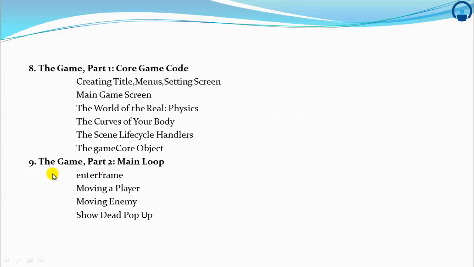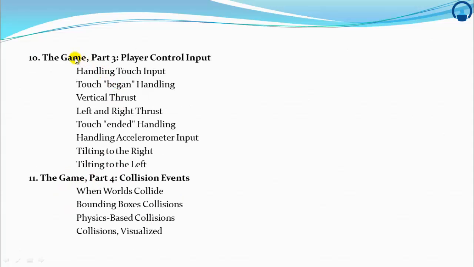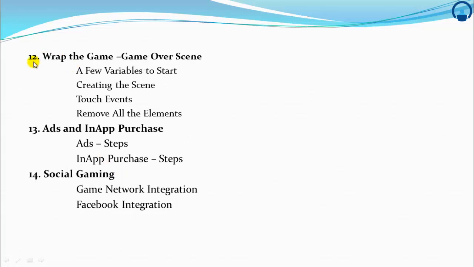And in the ninth chapter we will see the actual gameplay of the game. In the 10th chapter we will see about the player movement and the enemies movement, how they should be handled. In the 11th chapter we will see how player and enemy get collided and all. In the 12th chapter we will actually wrap up our game, so you will be creating your first game in Corona SDK. In the 13th chapter we will see about the ads and the in-app purchase in Corona SDK, how that is done.